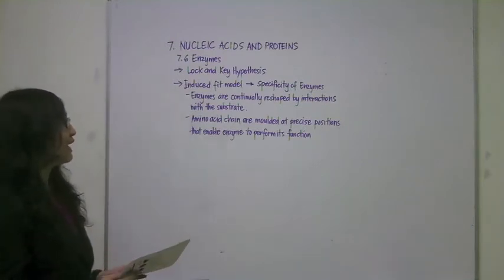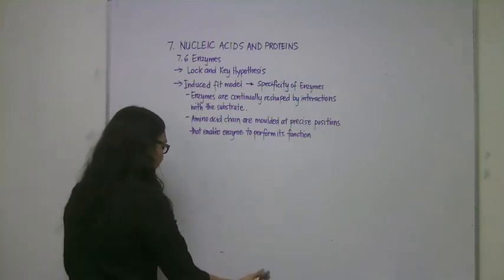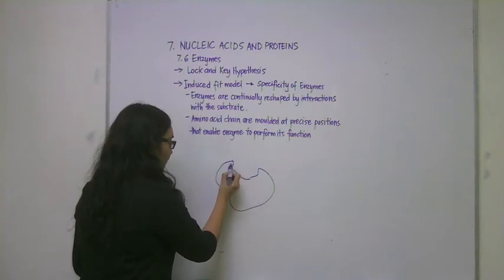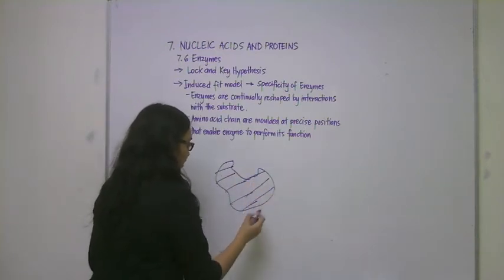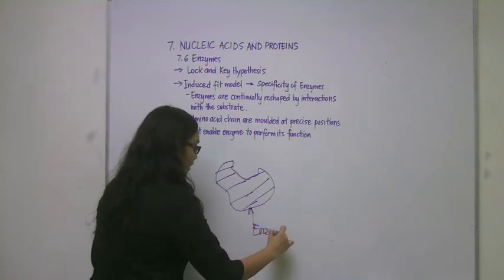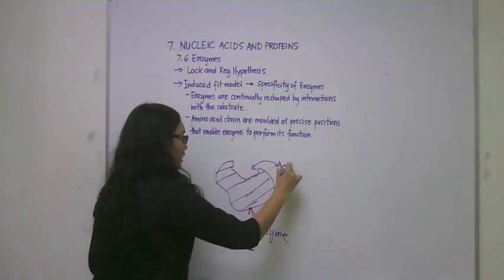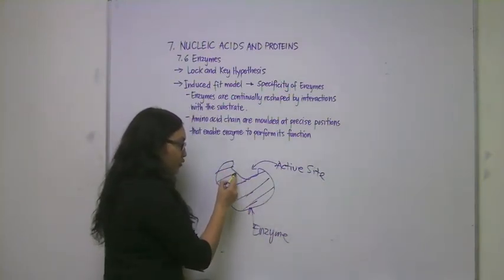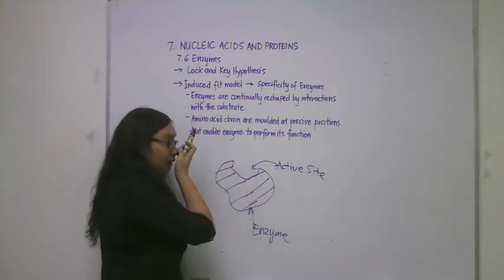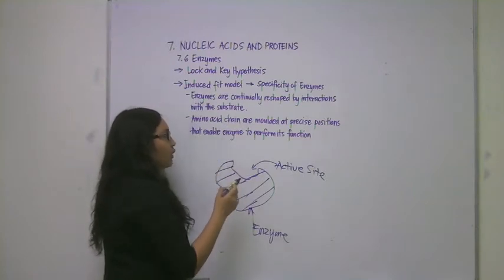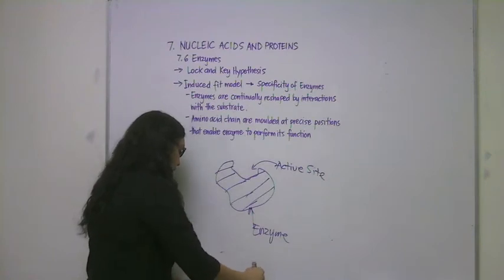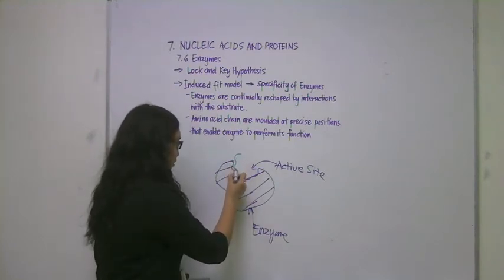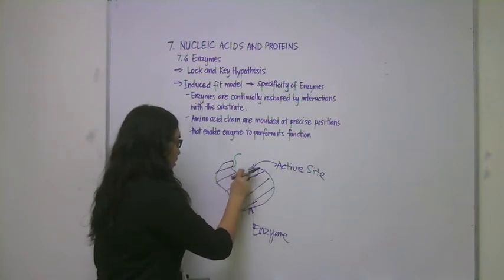So whenever that happens, for example, we have an enzyme here, and this is the active site of the enzyme. In the active site, there are amino acid residues that should match with the substrate. So if the substrate binds onto it, let's just say I'm going to draw here.